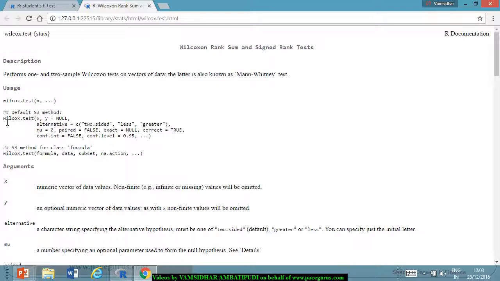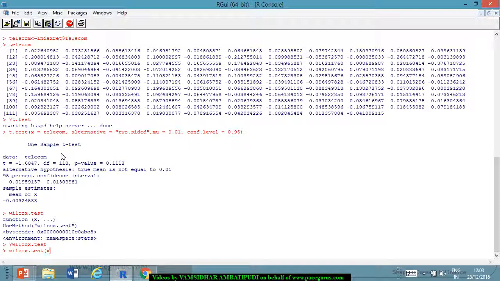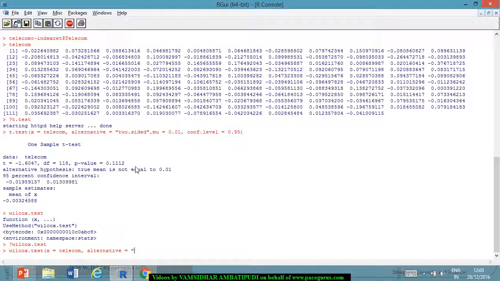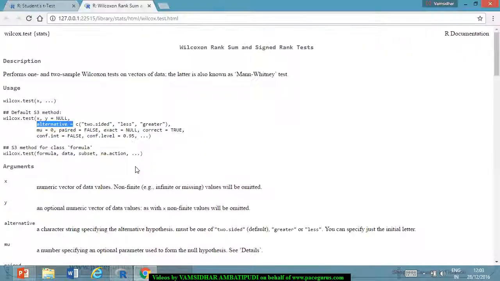If you look at Wilcox.test, I need to take the x value, only one variable I am considering. My x in this case is telecom. Then y, I don't need, because y will come into the picture only if I have two variables. Alternative, I can still go ahead with two-sided, which says the null hypothesis is that the median of the sample is equal to the hypothesized median, and the alternate hypothesis says no, these two are not equal. One could be greater than the other or lesser than the other.